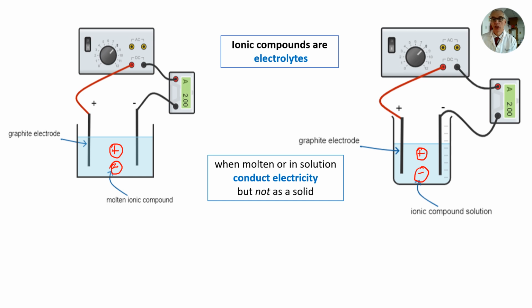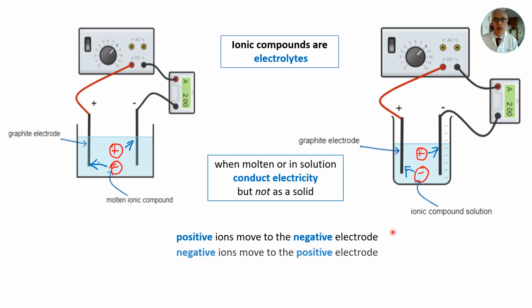Pause the lesson and decide to which electrode the ions will move in the process of conduction. Pause, come back when you are ready. Okay, so I'm going to resume. The positive ions, of course, are attracted to the negative electrode. The negative ions are attracted to the positive electrode. Opposite charges attract. So positive ions move to the negative electrode. Negative ions move to the positive electrode, the anode.